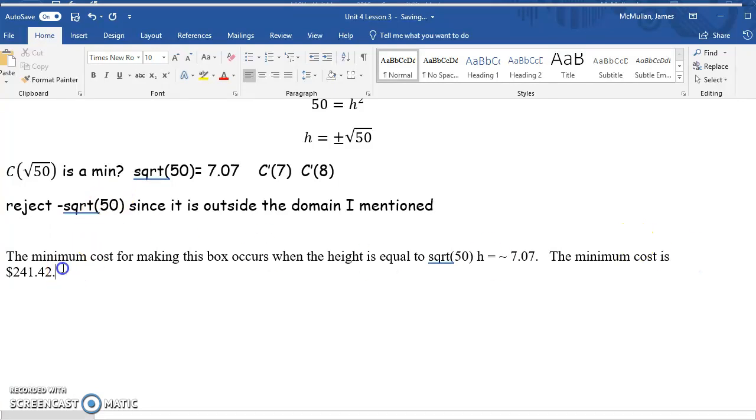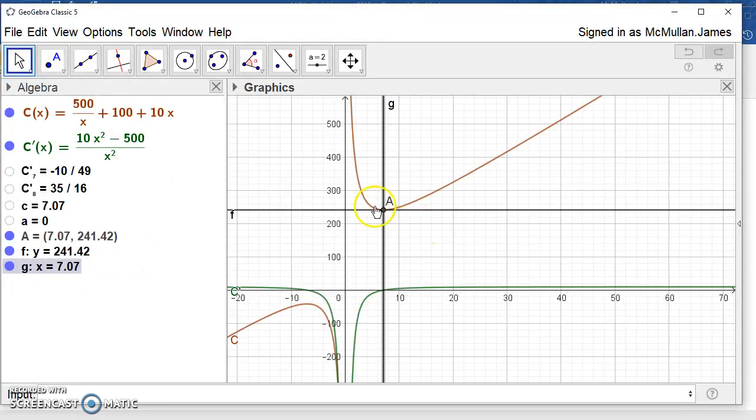It's important, I wrote more than I needed to here. I don't actually need to write this as part of this answer. But it is important to get in the habit of reading what it says and making sure you actually give what it says in the end. So the minimum cost to construct this box is $241.42. If you try to make the box taller, it will end up costing more. If you try to make the box shorter, it will end up costing more. So what we found here is the ideal number, the best possible way of making this box is to have a height of root 50, which is 7.07.